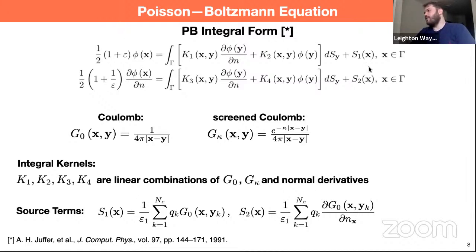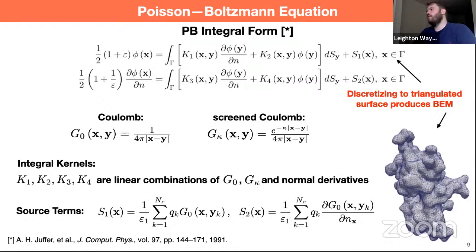These source terms here, and this is another piece that ends up becoming much more important, how we calculate it, than we ever expected it would, are functions of all of the charges of our atomic positions, evaluated with these kernels, with the Coulomb kernel and the screened Coulomb kernel for these two source terms here.